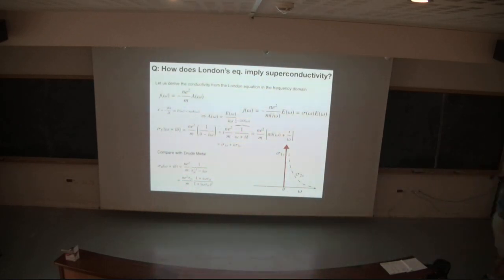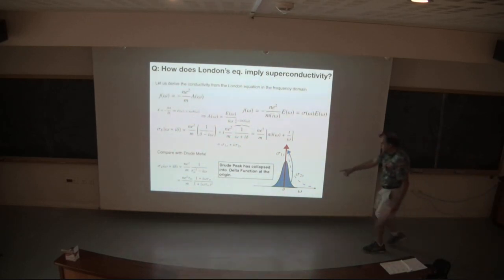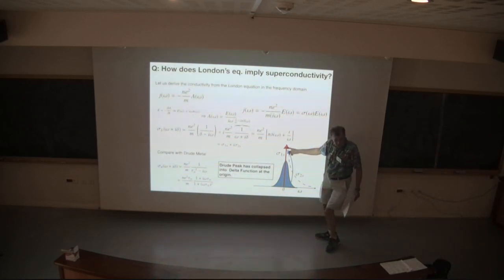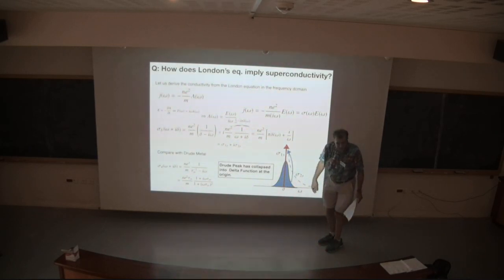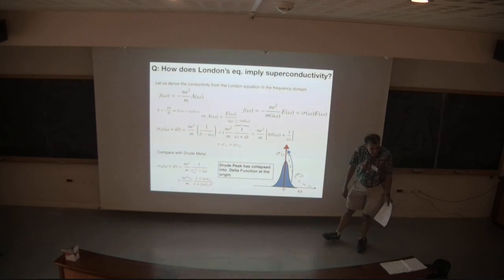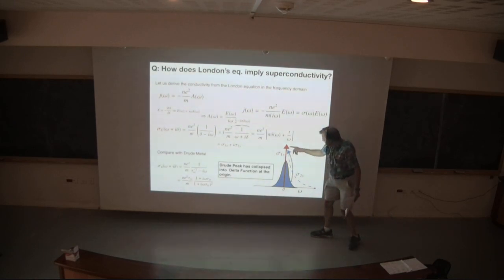So let's look at what that looks like, the real part of that, and superimpose it there. Okay? And so what you can see here is that the Drude peak, which is this thing here, has collapsed into the delta function at the origin. The Drude peak has area pi times ne squared over m. And all of that weight has gone into this peak here.